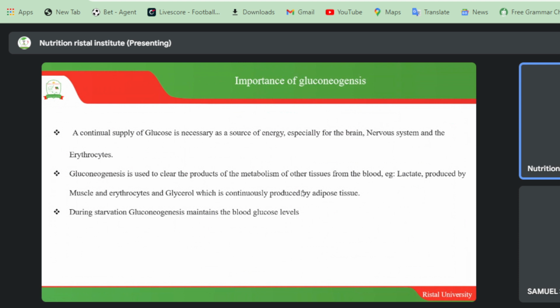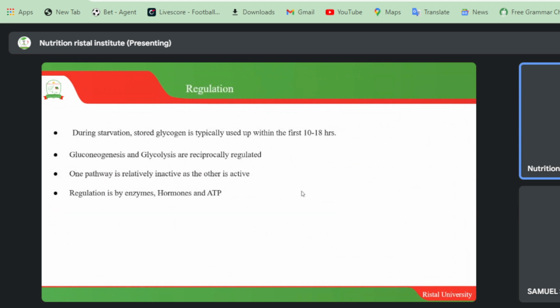Just like we have understood the process, glucose levels can be maintained through gluconeogenesis because it's a process that generates glucose when your body is depleted or the carbohydrate stores of glucose are depleted. Then regulation of this mechanism: during starvation, stored glycogen is typically used up within the first 8 to 10 hours. So what happens? Gluconeogenesis and glycolysis are reciprocally regulated. This means the reverse regulation.